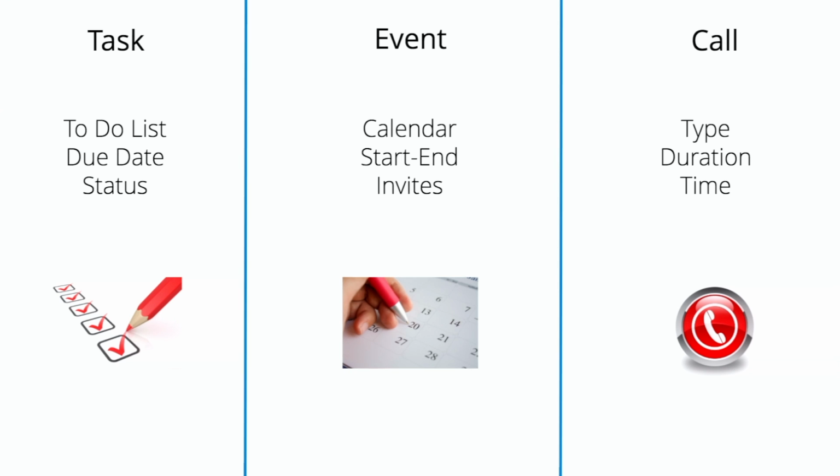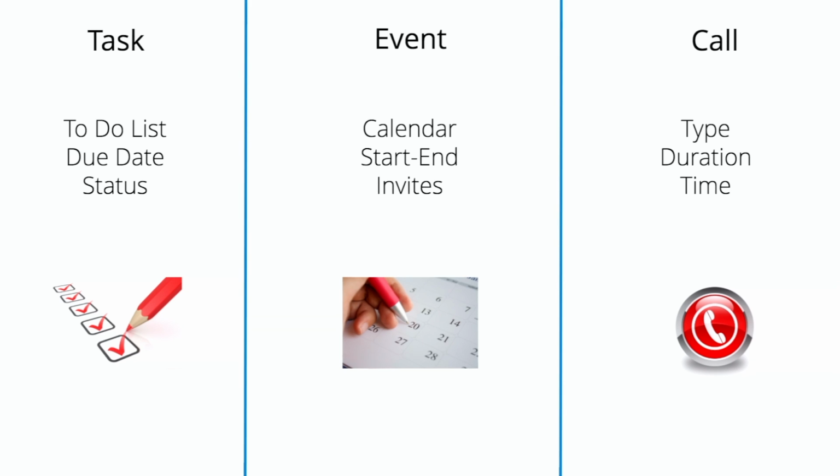Let's define task, event, and call. So you don't have to use all three. We actually don't, but figure out what works best in what situation. If you used Outlook before or Google Calendar, it's pretty much exactly the same thing. Task is your to-do list. It has a due date and a status. Once the status is complete, then it's considered a closed task, and it moves to closed activities.